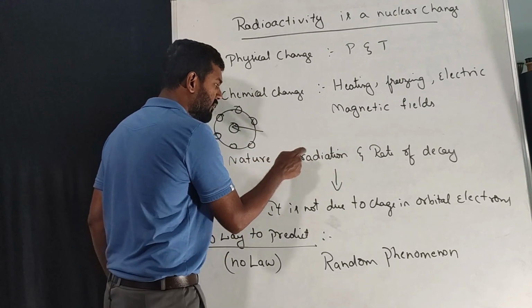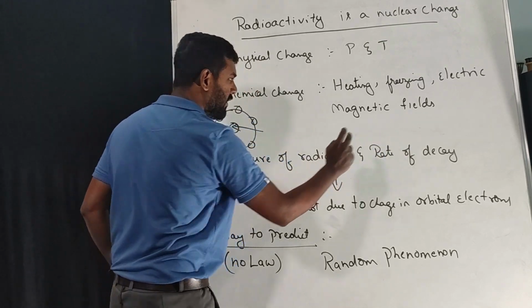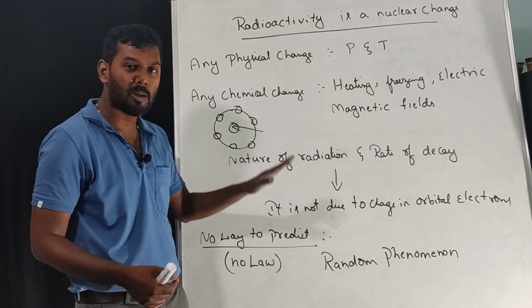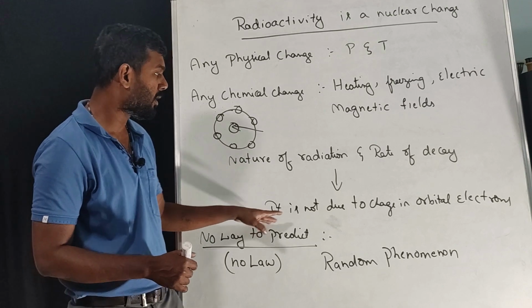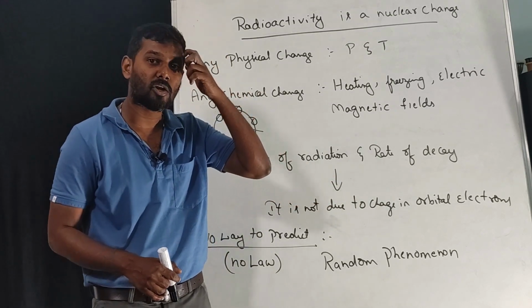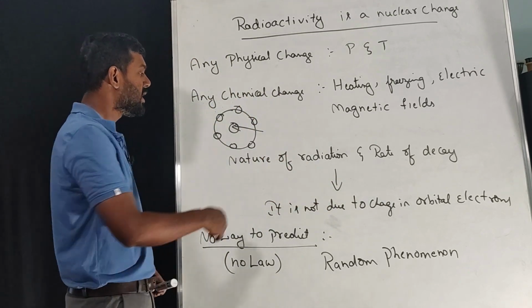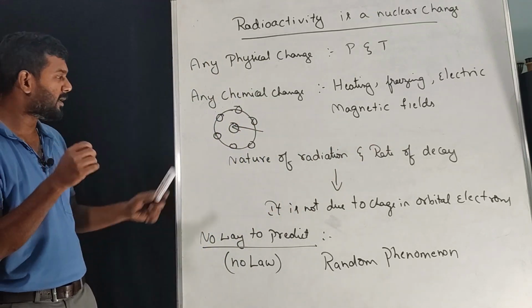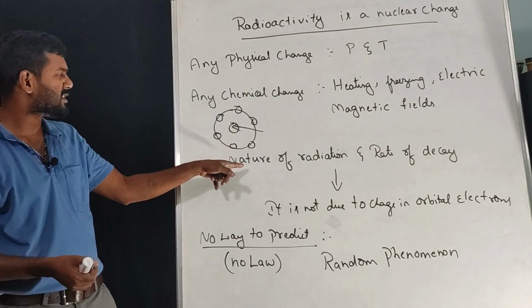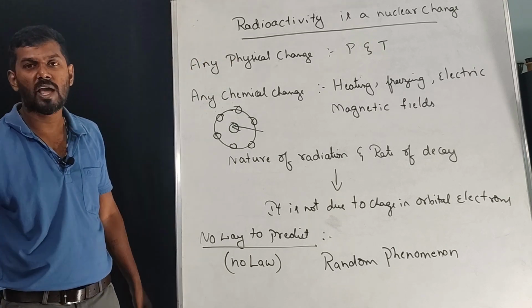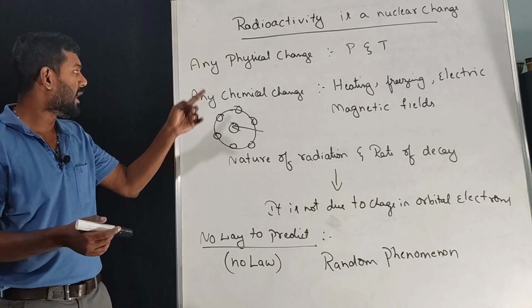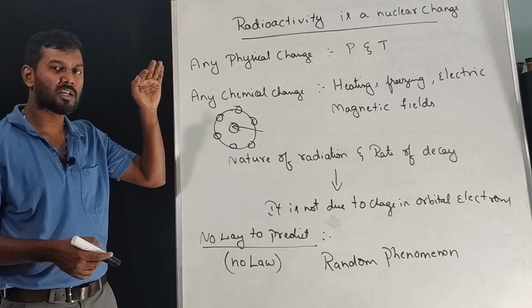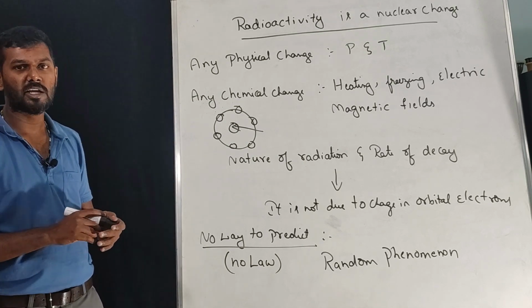The nature of radiations and the rate of decay will not depend upon the change in orbital electrons. It completely depends upon the nucleus. That is why radioactivity is called a nuclear change, and physical and chemical changes are not considered nuclear change.